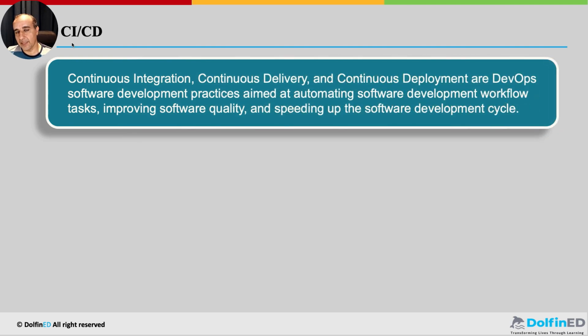So CICD, what is that? CICD stands for continuous integration, continuous deployment, and continuous delivery. So the CD is continuous delivery or deployment. The CI is the integration part. These are software development practices or best practices that are aimed at automating the software development lifecycle of the software products.